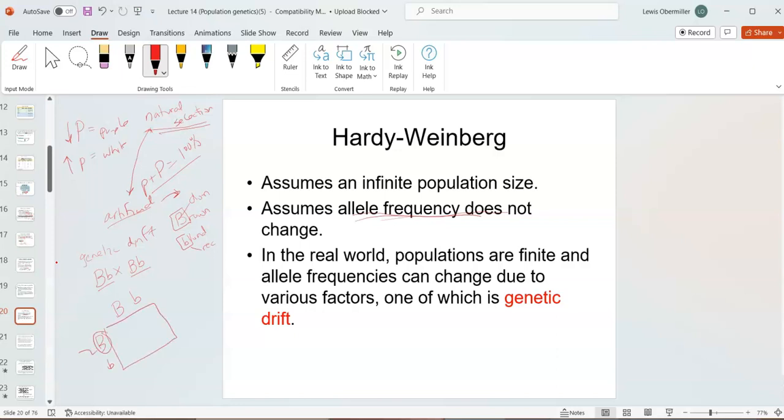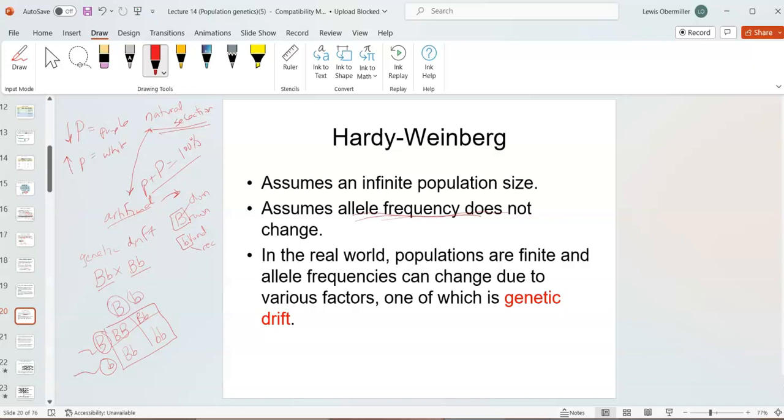We can draw some tails on here just to identify dad. And then we have big B, big B. This sperm fertilizes this egg. This sperm fertilizes this egg. Big B, little b. This sperm fertilizes this egg. Big B, little b. Right? It would be little b, big B, but I just flipped it around. And then this one is little b, little b.